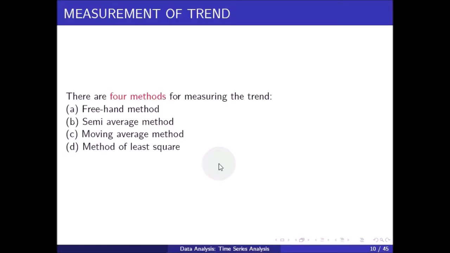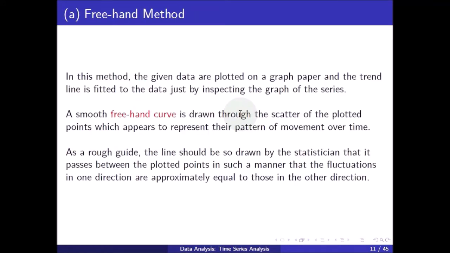Now, there are four methods for measuring the trend: freehand method, semi-average method, moving average method, and method of least square. First we'll talk about the freehand method. In this method, the given data are plotted on a graph paper and the trend line is fitted to the data just by inspecting the graph of the series.